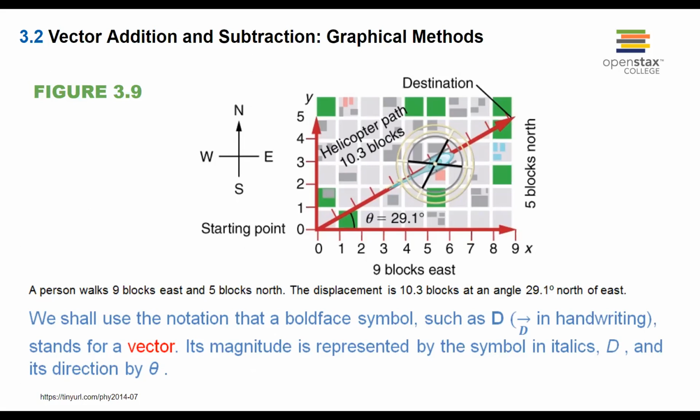Now it doesn't matter if it's a capital letter or lowercase letter, okay? As long as it's boldface in typing, then it's a vector, or if you are writing, you put the arrow on top, it's a vector, okay? For a vector, the magnitude of the vector can be represented by the symbol in italics. So the letter D in italic form means it's the magnitude of it. Okay, and then the direction of it is typically represented by the angle with a certain axis.